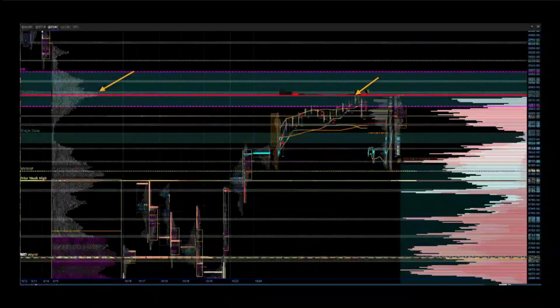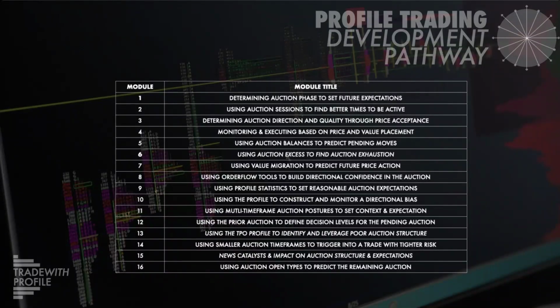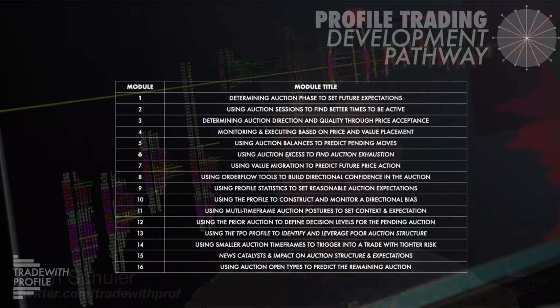All of this is related to what we talk about in the pathway around specifically module 2 and using auction sessions to find better times to be active. There are auction sessions within the day. There's micro sessions. There's sessions within a week. There are sessions within the year. And then there are macro sessions. From the top of the year, we talked about that we are in a transition from a monetary market into a fiscal market, where we're not getting the Fed support that we had before. We are now in all of that and that uncertainty with the influx of new products that are spreading the book and causing big movement.